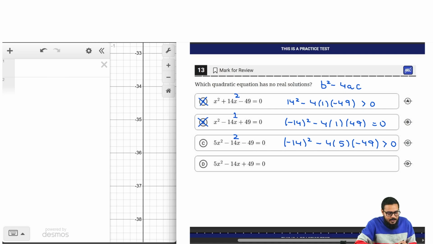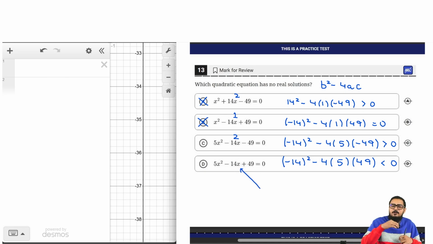But for the last one, if I put minus 14 squared, that's my b squared, and then minus 4 times a value is 5 and c value is 49. Now if you type everything on your calculator, you're going to do 196, because minus 14 squared is 196, and minus 4 times 5 times 49. So let's just do this. Minus 4 times 5 times 49, and this is coming out as minus 784. So this is a negative number, which means once my discriminant comes out as less than 0, I'm going to say that this quadratic equation will have no real solutions. It will not have any real x-intercepts, right?